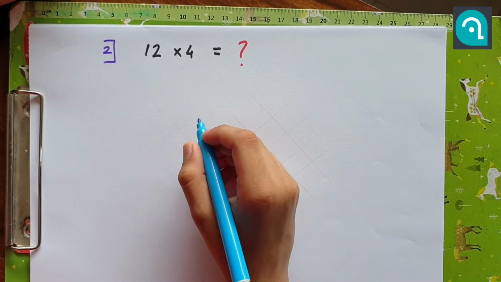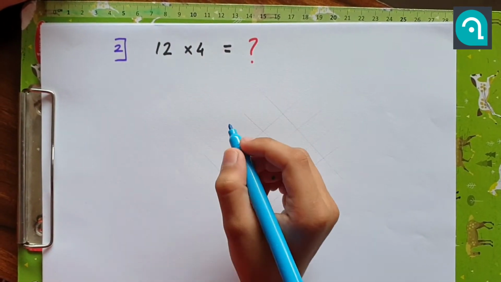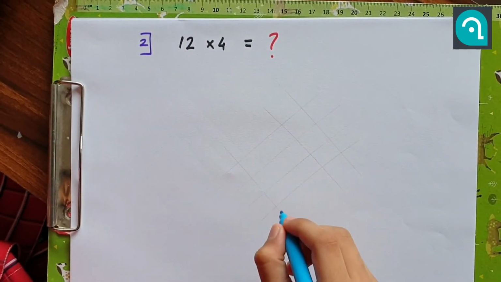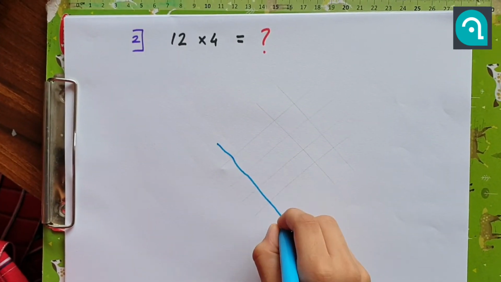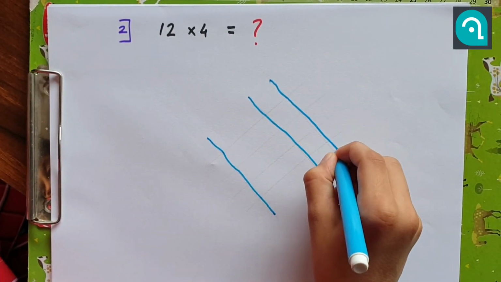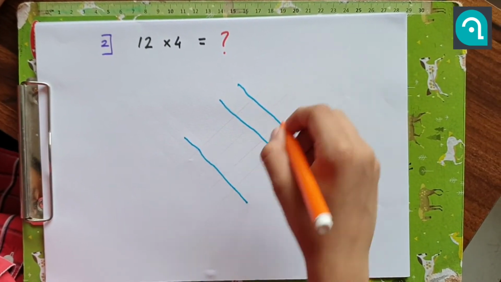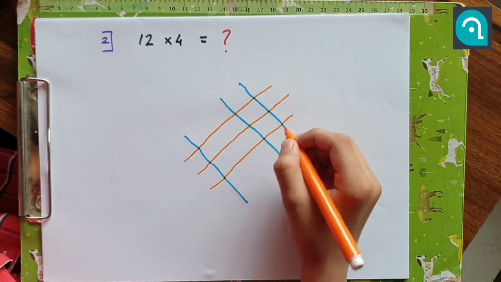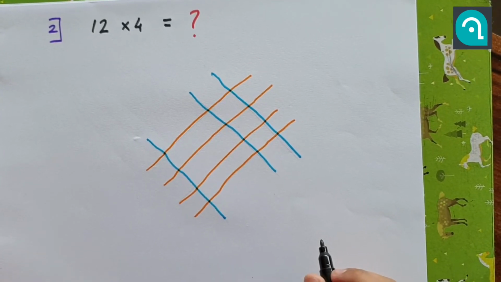Let us try the second question. We have to find 12 into 4. 1 to 12. We will draw 1 line over here and 2 lines over here. For 4, we will draw 4 lines. Let us now find where these lines cut each other.